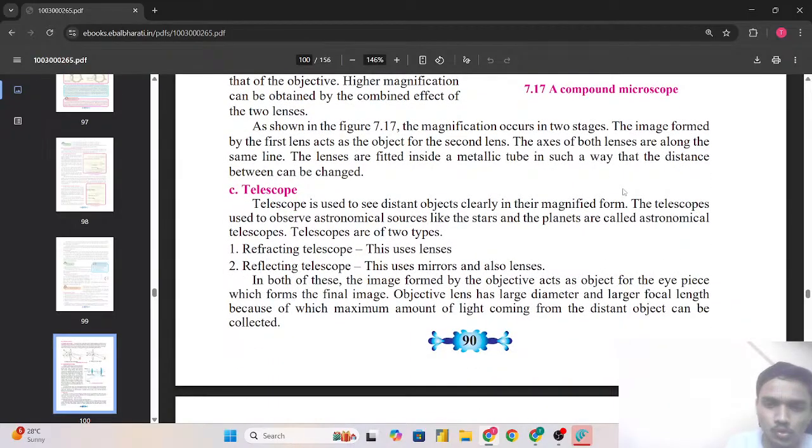सो यहाँ पर टेलीस्कोप में ऑब्जेक्टिव लेंस का लार्ज डायमीटर होगा और लार्ज फोकल लेंथ होगी. क्यों, इसके लिए रीजन है कि maximum amount of the light जो डिस्टेंट ऑब्जेक्ट से आ रही है वो मैक्सिमम अमाउंट में कलेक्ट की जा सके to obtain the clear image.